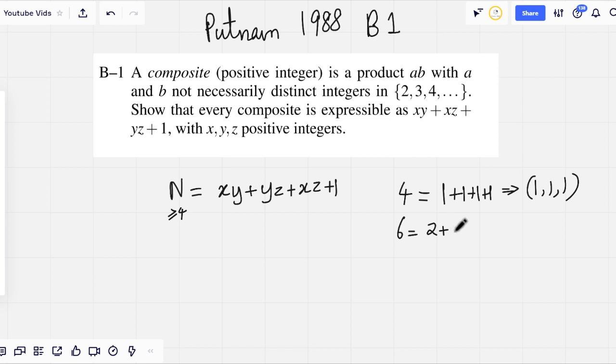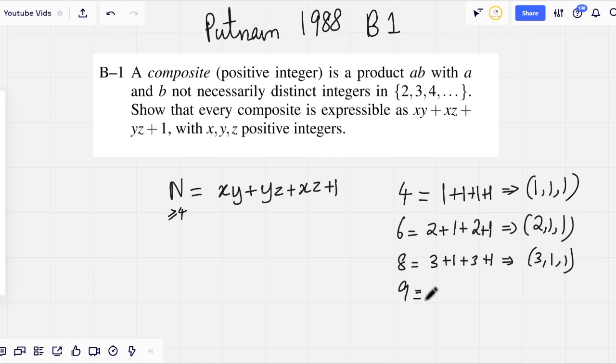Let's try 6 now. I can do it in this way, and that implies that 2, 1, 1 is a triplet. As for 8, I can do it this way, so that implies 3, 1, 1 is a triplet. Let's try 9, the first odd number. This one's a bit tricky, but I think you can do it like this: 4, 2, 2 plus 1, and that gives us that 2, 2, 1 is a triplet.